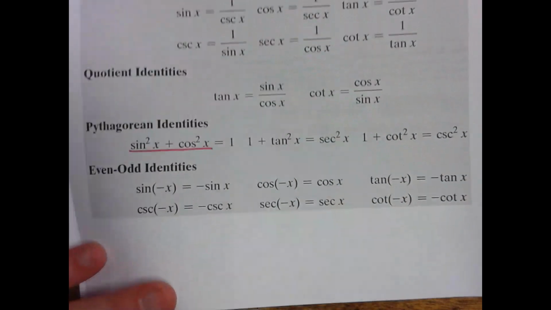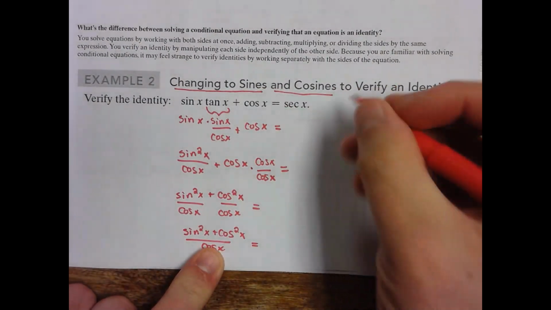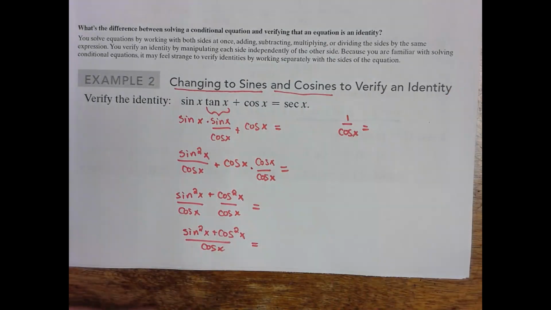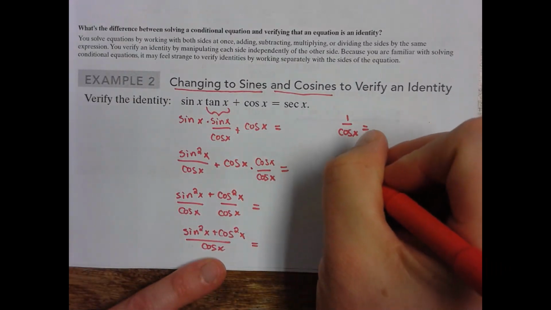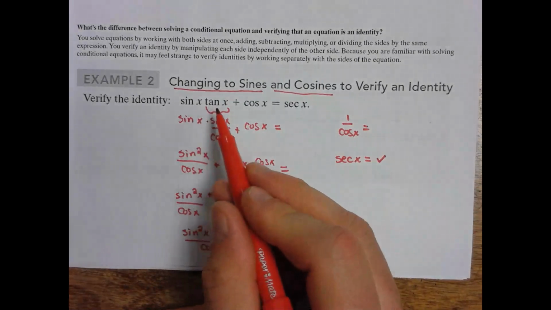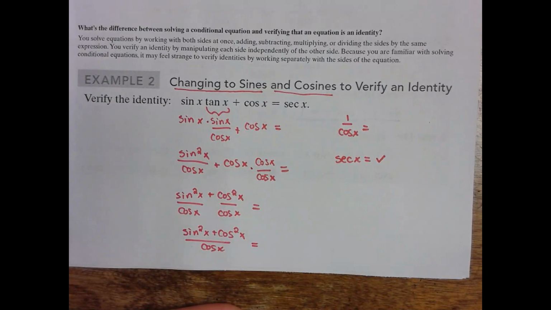This is our entire numerator. Right now I have sine squared plus cosine squared. So I'm going to rewrite this as 1 over cosine of x. And sure enough, 1 over cosine of x is the reciprocal identity for secant of x. And thus we have just verified that sine of x tangent of x plus cosine of x actually just simply equals secant of x. Okay, so a lot more steps involved to get there. But we did get to secant of x.